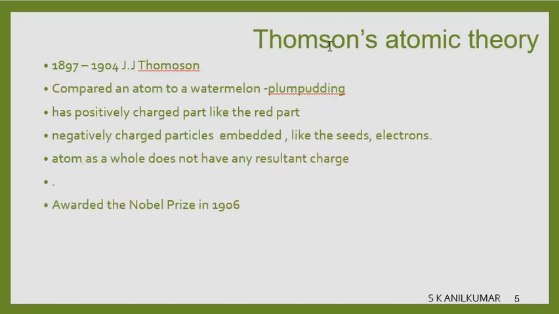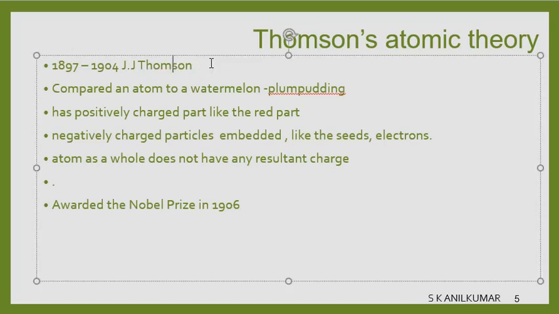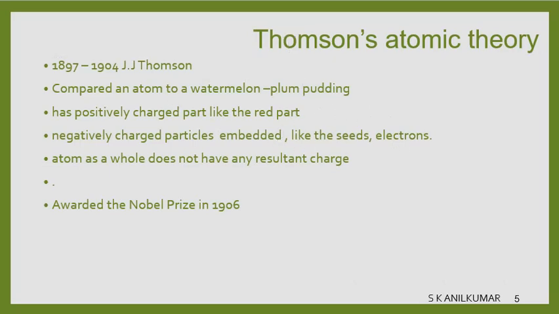And then came Thomson. J.J. Thomson did his research from 1897 to 1904. So what did J.J. Thomson say? He said the atom is like a plum pudding or a watermelon. What does it mean? It has a positively charged part like the red part of the watermelon, the center part. Then it has a negatively charged part embedded like seeds, and those are electrons.